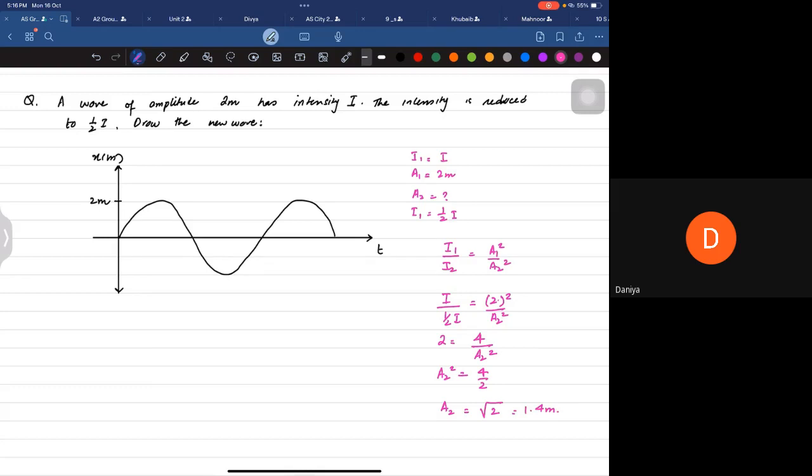Yes. So that means now the new amplitude is going to be 1.4 meters, and you have to draw the wave like this. Then you don't have to change the frequency or anything, just need to draw the new wave like that with the correct amplitude. All right, please write this down. If you have any questions, do let me know as well.